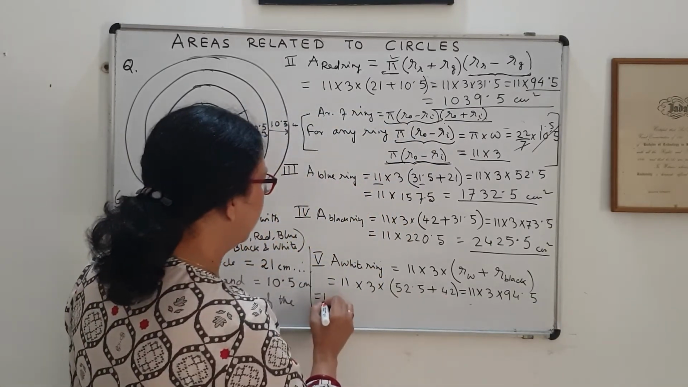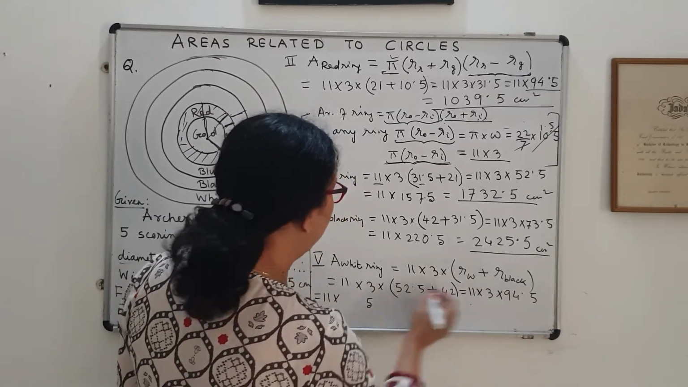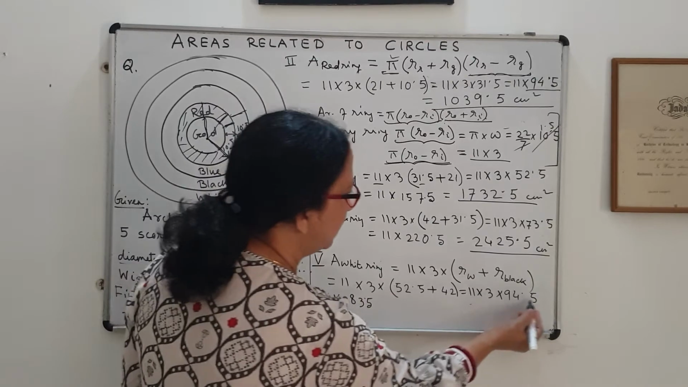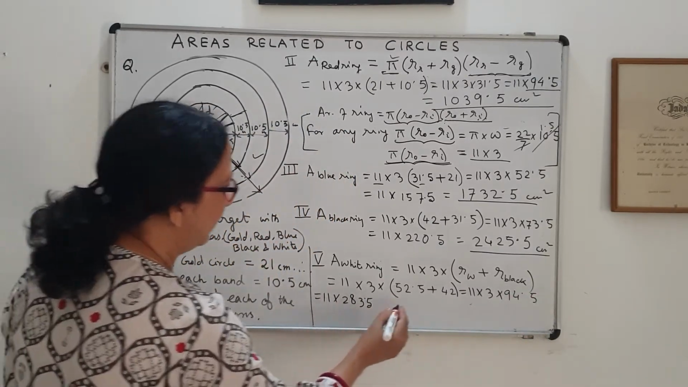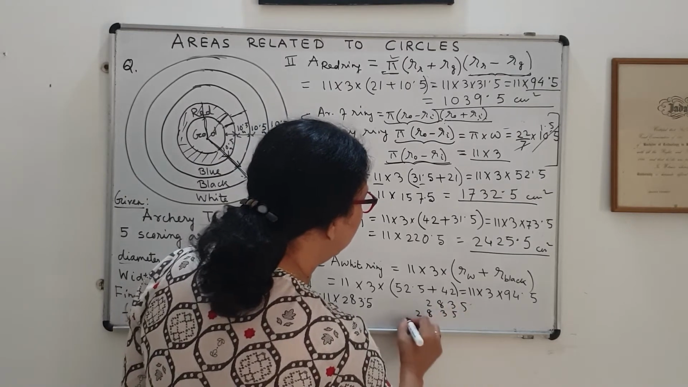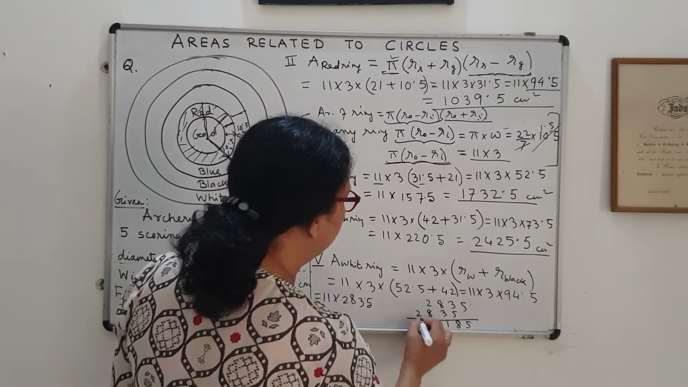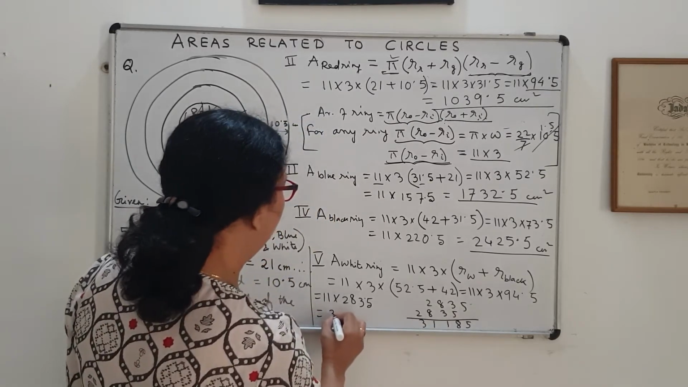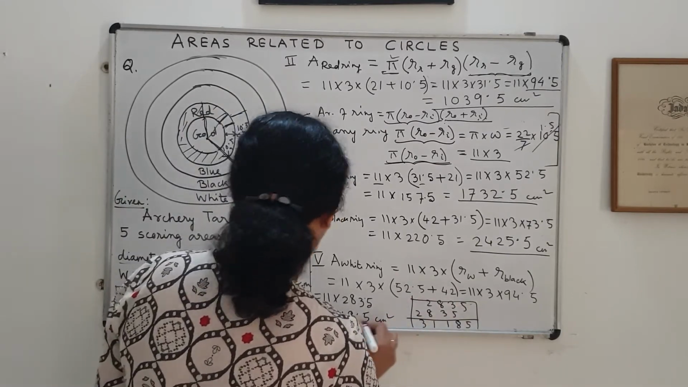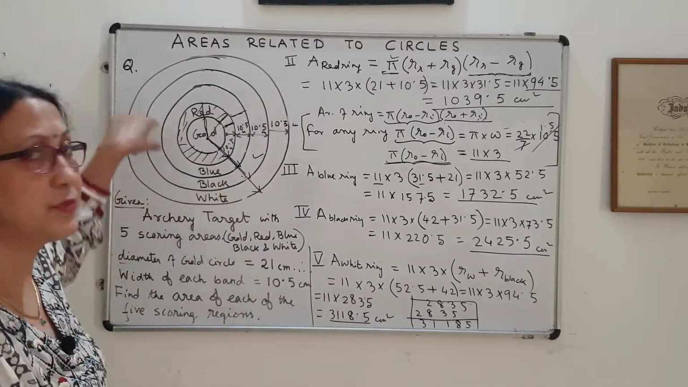Then what I have to do? I have to multiply these by 3. 3, 5 is 15. 15, 3, 4 is 12, 28. So multiplication by 3 is very simple. Now multiplication by 11, as we know, you write 2 8 3 5, shift one place, 2 8 3 5, then you add 5, 8, then 1 1 3. So it is coming out to be 3118.5 centimeter square. Let me check. Yes, this is the area of the outermost white ring, or the fifth scoring region.